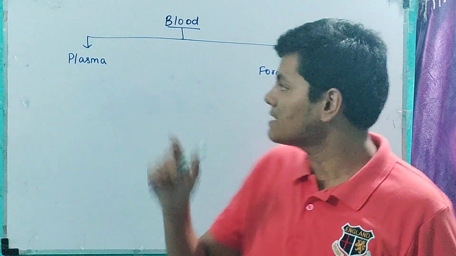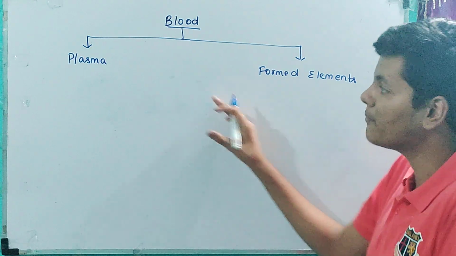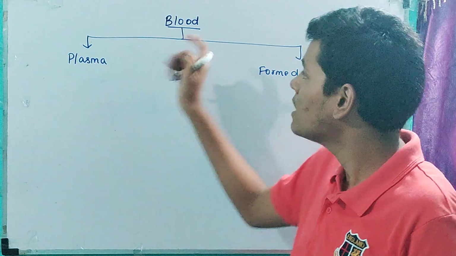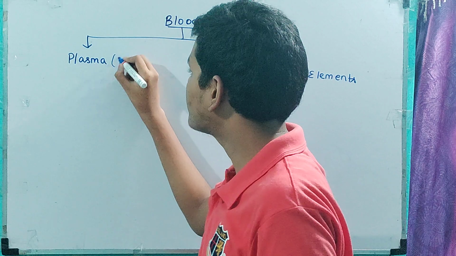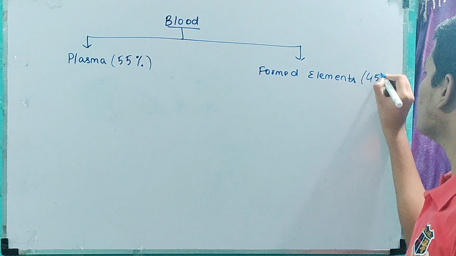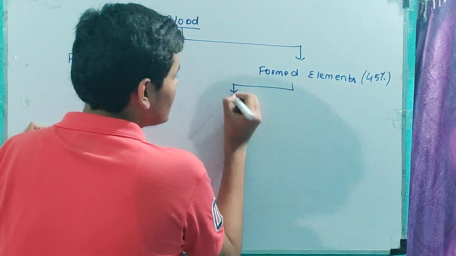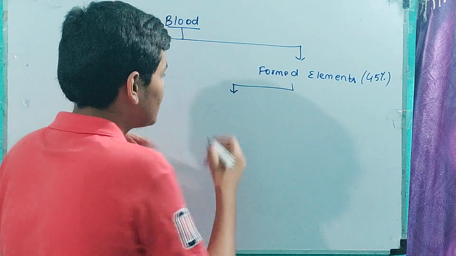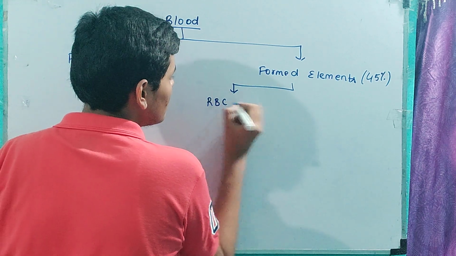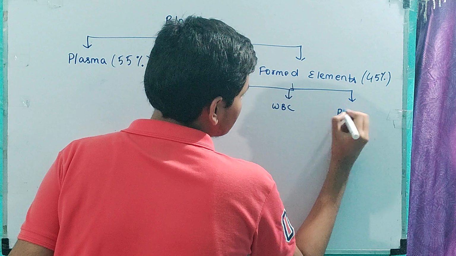Now, formed elements and plasma. Many people do not understand what formed elements are, but many of us have heard the term plasma. Our blood contains 55% plasma and the remaining 45% formed elements. These formed elements comprise the most heard-of cells, that are the RBCs, the WBCs, and the platelets.